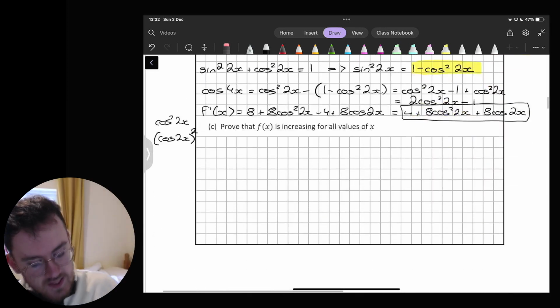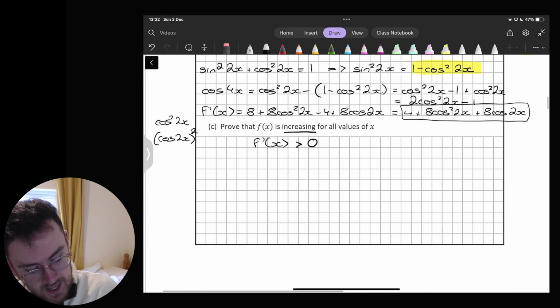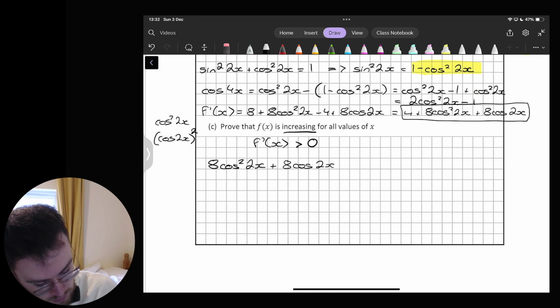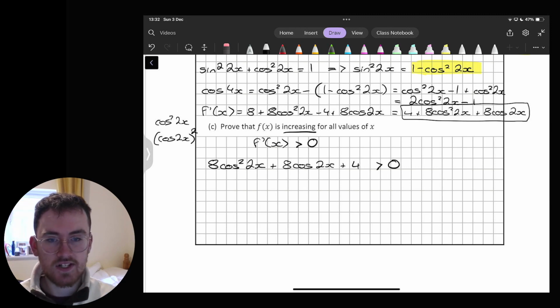Now to prove that this is increasing, we need to prove that this derivative is greater than 0 for all x. So we'll write out the derivative there again. I'm just going to manipulate it a little bit. So I'm going to write the cos squared 2x first, plus 8 cos 2x plus 4. And I want to show that this is always going to be positive.